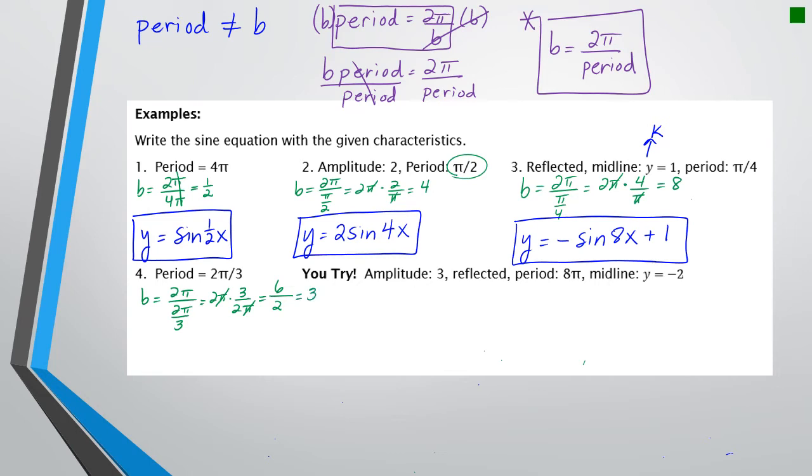What I was talking about before, if you have 2 pi times 3 over 2 pi, the 2 pi's are identical, so they actually cancel out completely, leaving you just with 3. So either way you want to simplify it is fine. So our final answer here, the only thing that's changing is period. So I'm going to have sine of 3x, because the only thing that changed was my b value.